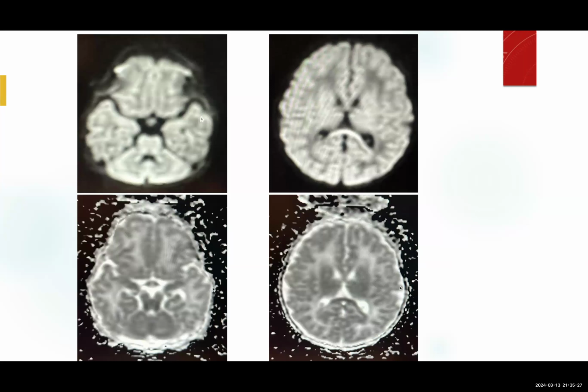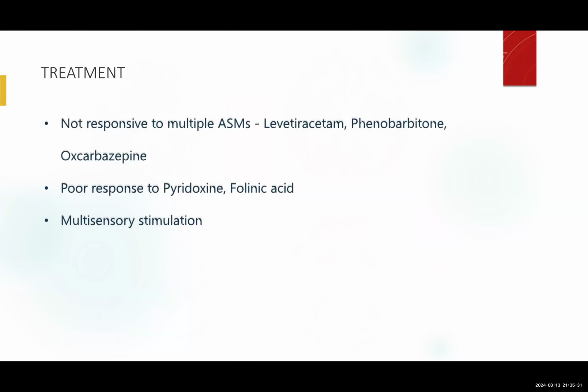A clinical exome sequencing was also sent for the patient meanwhile. On treatment, the child was not responsive to multiple anti-seizure medications. Initially started with phenobarbital, followed by levetiracetam and oxcarbazepine, there was partial response to these anti-seizure medications. We had also started the baby on pyridoxine and folinic acid, and pyridoxal phosphate was planned to be added, which was not available. However, it showed a poor response.